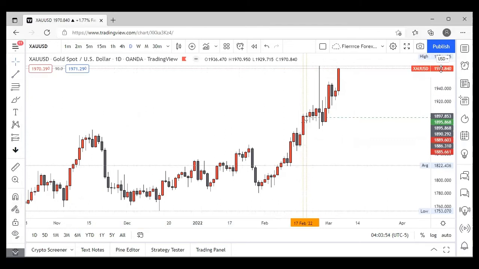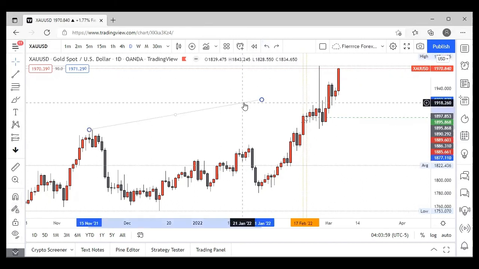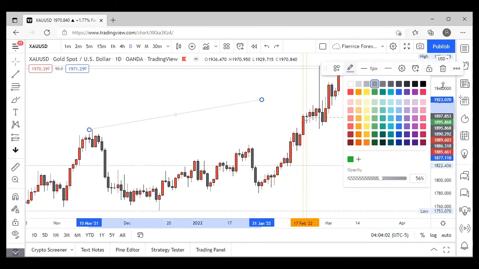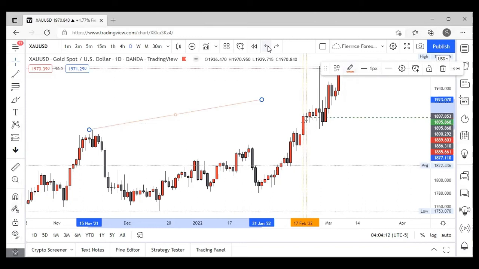I can delete it. When I click on it, I can change the color of the trend line to black or orange, or whichever color you want. Okay, so let's go back. I can change the thickness, 3 pixels, 1 pixel. I can make it a line, I can make it a dash like I did here, I can make it a dotted line. It's really up to you.